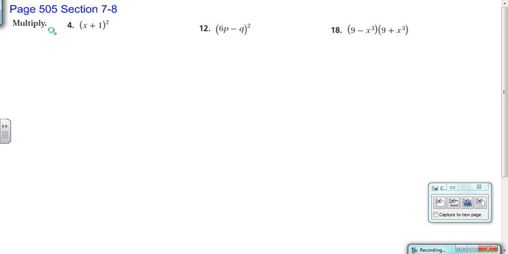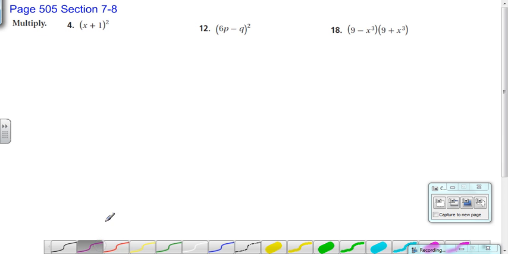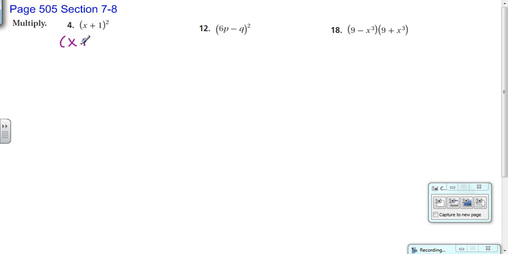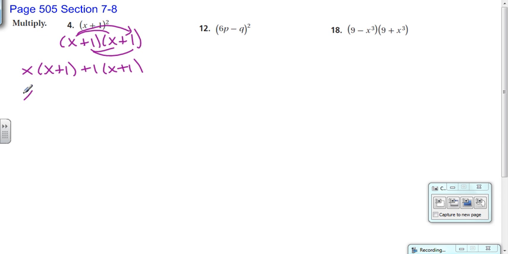Okay, on section 7-8, you have to multiply (x plus 1) squared, which means I'm really doing (x plus 1) times (x plus 1), which you can do a box for if you like the box method. I'm going to do the double distributive, so x is going to get multiplied by x and x plus 1, and then 1 is going to get multiplied by x plus 1. So when I distribute, x times x is x squared, x times 1 is x, 1 times x is 1x, and 1 times 1 is 1. So I can combine 1x and 1x and get 2x, and my final answer is x squared plus 2x plus 1.